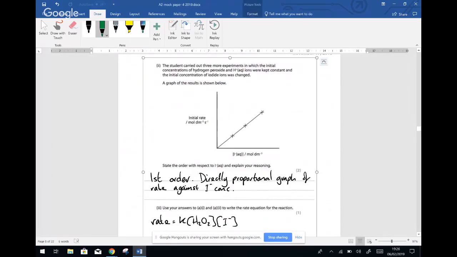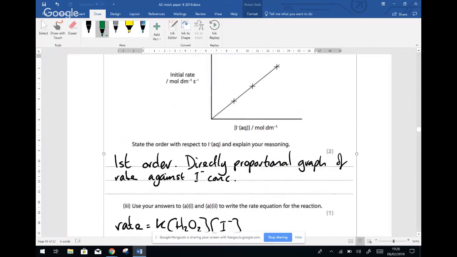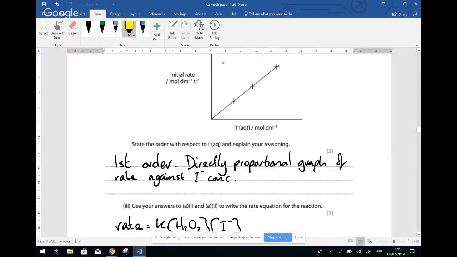Right, next, state the order with respect to iodides and explain with a reason. So this requires you to say the word "directly". Guys, just learn that word. This is directly proportional, a straight line through the origin. State the order with respect to I minus. This is rate against iodide concentration, and it's directly proportional, so it's first order.